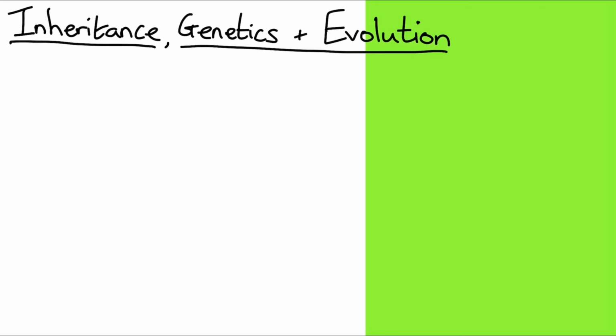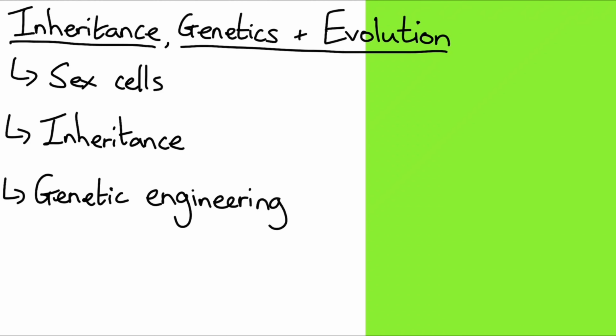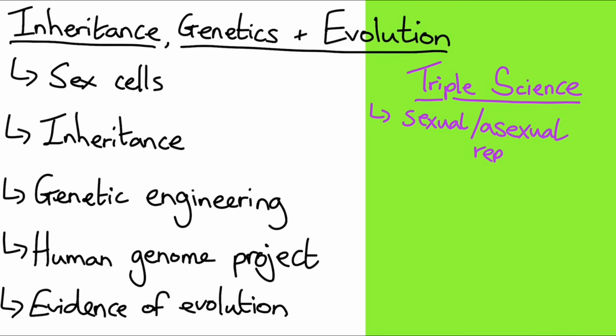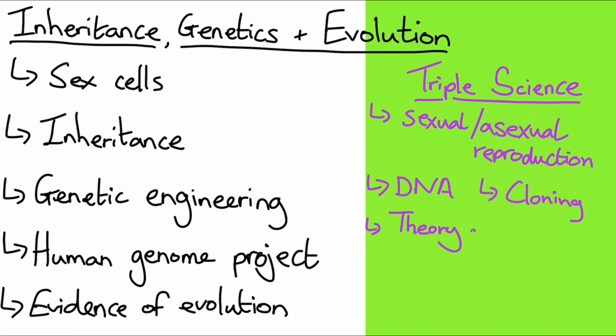The penultimate topic is known as inheritance, genetics, and evolution. This is another big chunky topic. Everyone covers things about sex cells, you look at inheritance, genetic engineering, selective breeding, the Human Genome Project, and even evidence of evolution. However, if you're doing the triple science content, you also look at the differences between sexual and asexual reproduction, the structure of DNA and cloning, the theory of evolution, how it came about, including Darwin's expeditions, and what speciation is. So once again, an extra chunk for triple science, but another quite interesting topic.